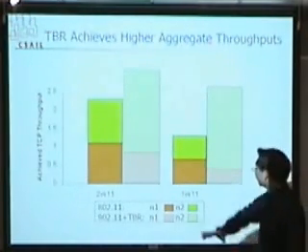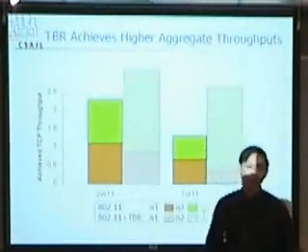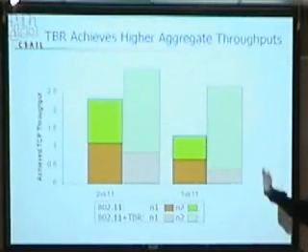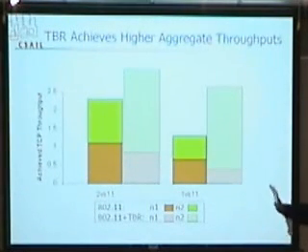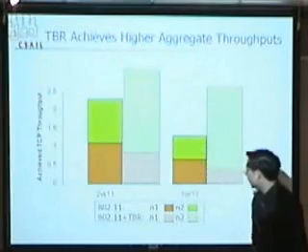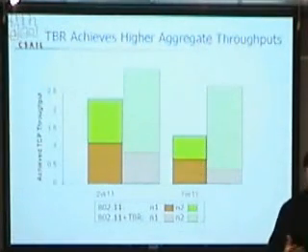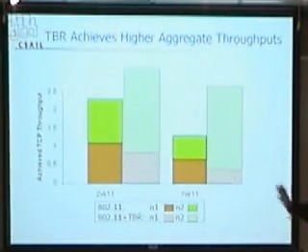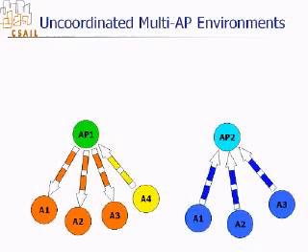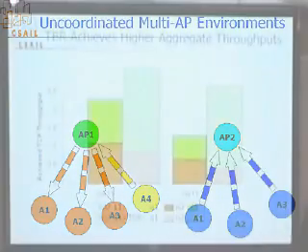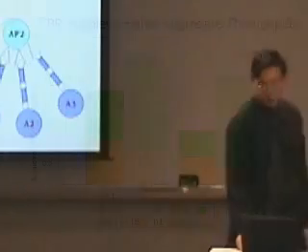In any case, it's all 802.11. We didn't change the MAC. We can't change it anyway. The bar on the left side is without TBR, and the bar on the right side is with TBR. So we modify the access point, and as you can see, the aggregate throughput improves as expected.